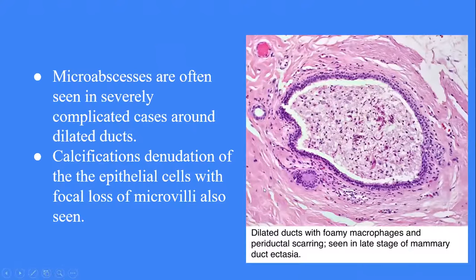Microabscesses are often seen in severely complicated cases around the dilated ducts. Calcification, denudation of the epithelial cells with focal loss of microvilli can also be seen. In the next picture, we are seeing the dilated ducts with foamy macrophages and periductal scarring. Next.